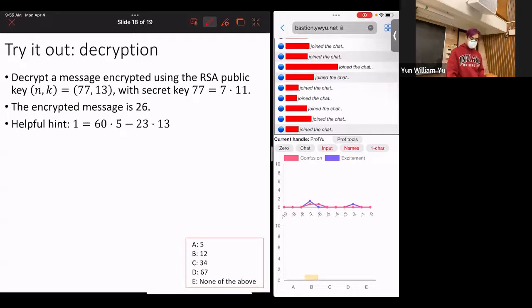So this is going to take a little bit longer, I think, for many people. But let's just start by what are we trying to do? So we know a to the 13 is congruent to 26 mod 77, right? Because that's what you're encrypting: some message A that's going to be congruent to 26.